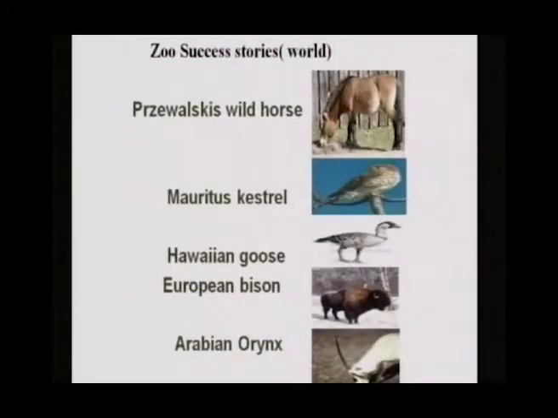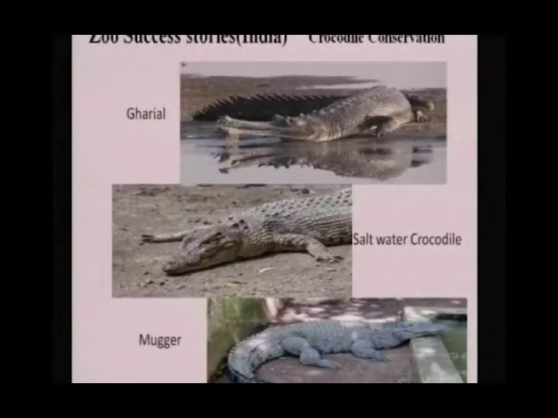So that is a major limitation. And other zoo success stories in the world are Przewalski's wild horse, Mauritius kestrel, Hawaiian goose, European bison as well as Arabian oryx. All these we have studied in history, but now they were conserved only by the captive breeding program. Now we will see zoo success stories in India.